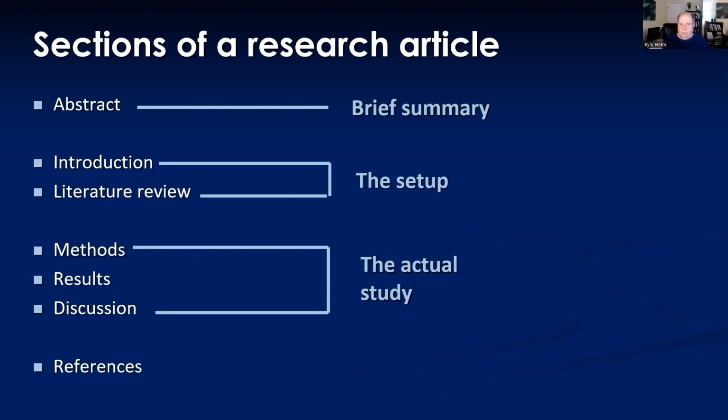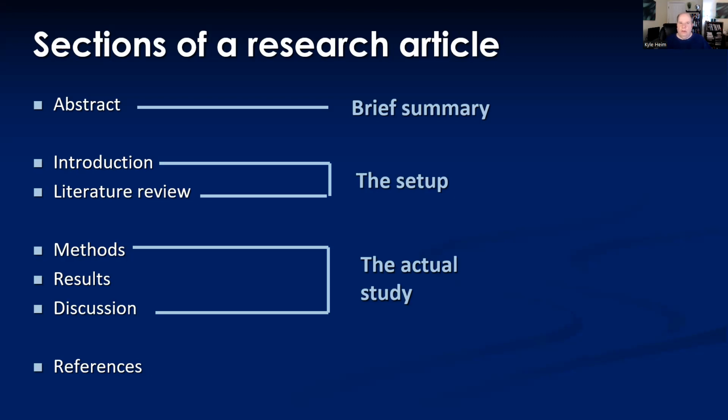So there are essentially 8 sections to a research article. Some articles will label each of these sections very clearly, and some won't. Sometimes you kind of have to go hunting and figure out for yourself where one section ends and the next section begins. But you have an abstract, which is like a brief summary. And then you have the introduction followed by the literature review, which I would say is kind of like the setup, the buildup, or the foundation. And then you have the methods, results, and discussion sections, which together tell you what the actual study was, what the researchers actually did, and what they learned. And then there will be a reference list at the end.